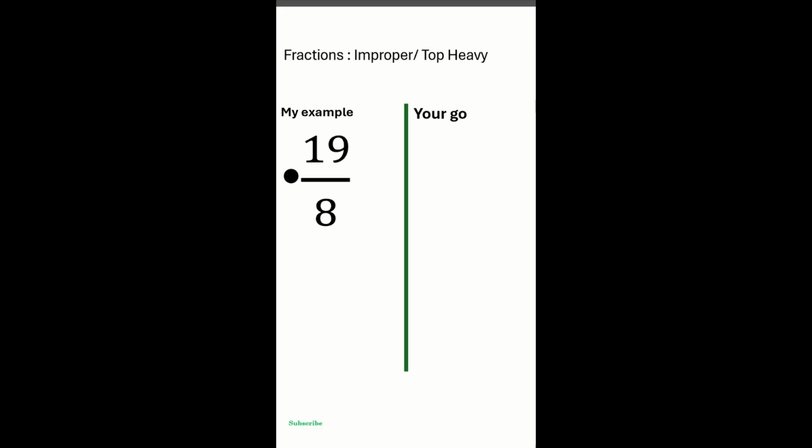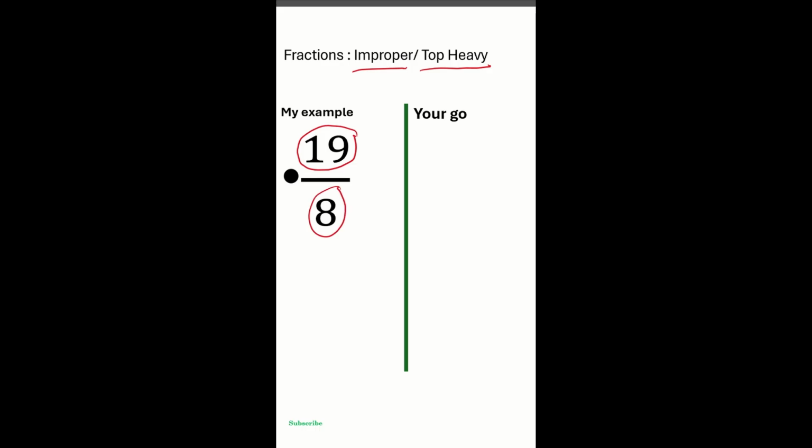Okay, so give me 2 minutes and I will explain to you what an improper or top-heavy fraction is. The top-heavy fraction is where the numerator, the number on the top, is more than the denominator. If you don't know what the numerator is, go and watch the first video on fractions where we explain numerators and denominators.